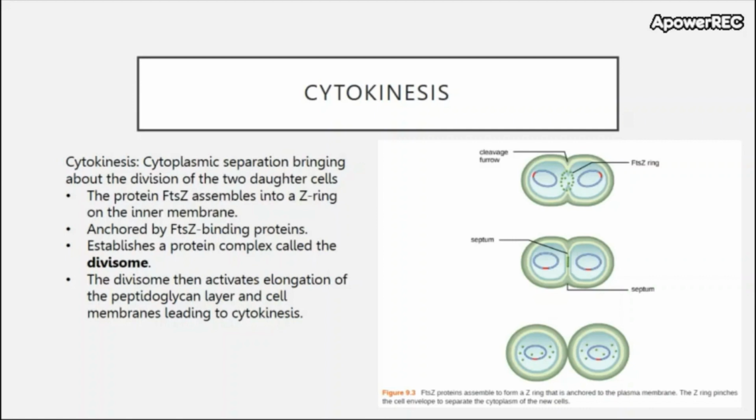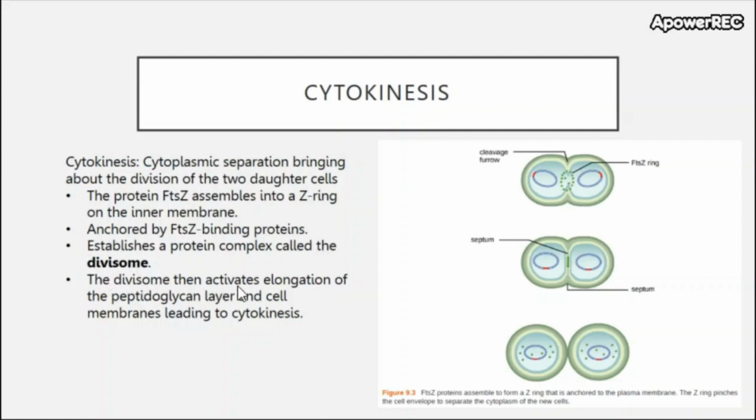This involves a whole complex of different types of proteins, but probably the most important here is the FtsZ protein, which is very important in creating what is known as the Z ring on the inner membrane. So the Z ring is essentially a ring of proteins that are assimilating the cell wall. It's anchored by these FtsZ binding proteins, and it establishes a protein complex, which is called, cleverly, the divisome.